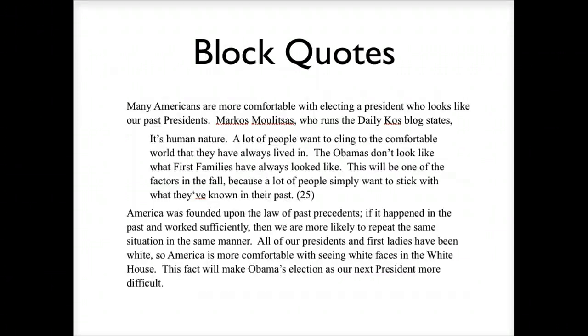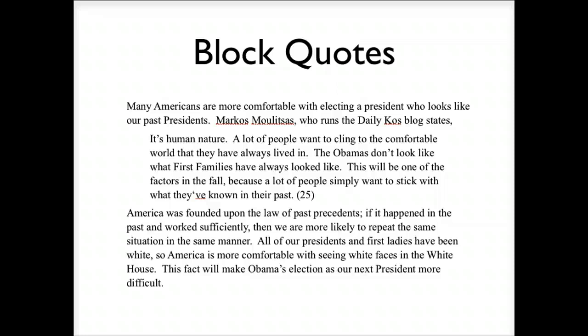So let's talk about block quotes. This is how a block quote looks. It looks substantially different than an in-text quote, and it's used for a much longer kind of quotation. So I'll read this off. The original student's writing is, many Americans are more comfortable with electing a president who looks like our past presidents. By the way, this comes from an actual student paper that I got some time ago.